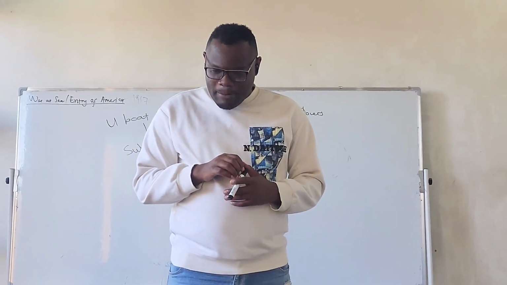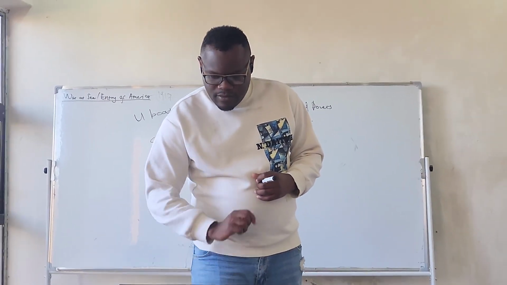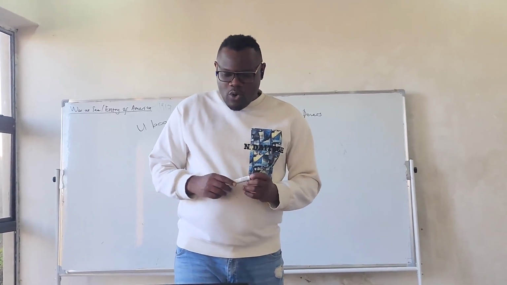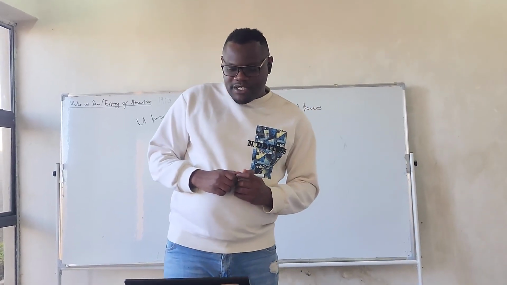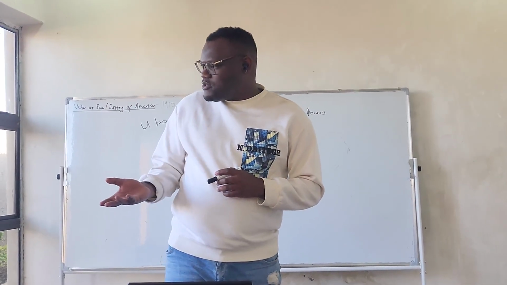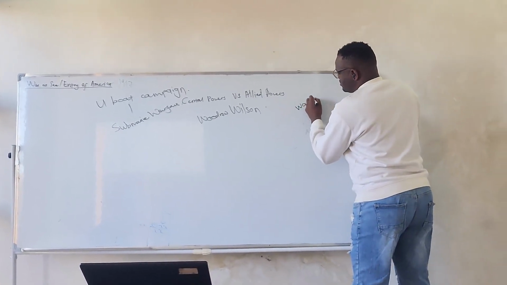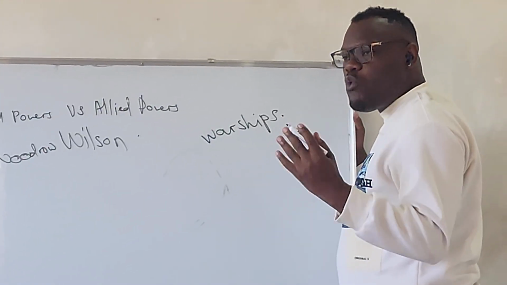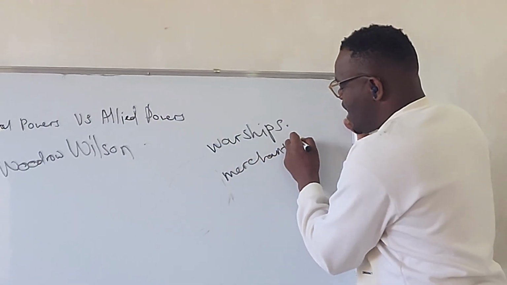So the Germans started the U-boat campaign, which was meant to destroy British shipping. The Germans aimed at starving Britain by cutting all British supply lines by sinking merchant ships too. So there are warships, right? I want you to take note of this. They are warships. The warships are used for war, for fighting. Then there are what we call merchant ships, right?